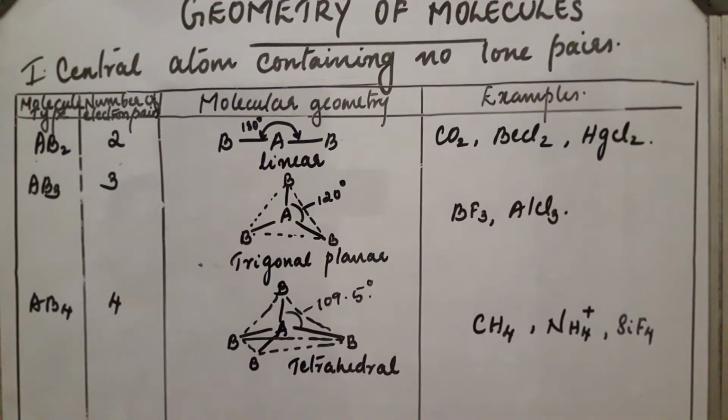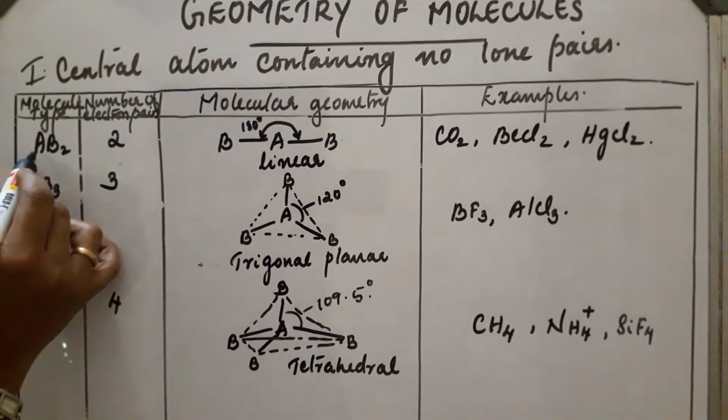Geometry of molecules. VSEPR theory explains the geometry or shape of some simple molecules. The first category is central atom containing no lone pairs. So first, let us take the first molecule type, AB2.